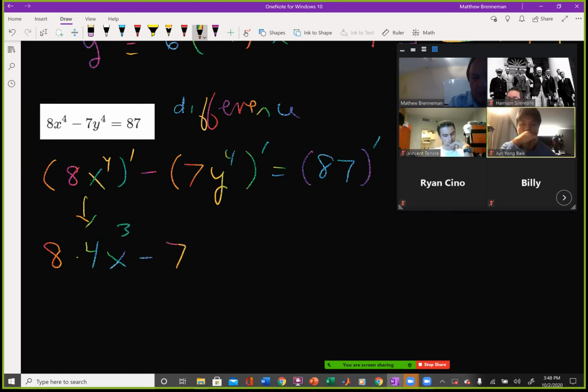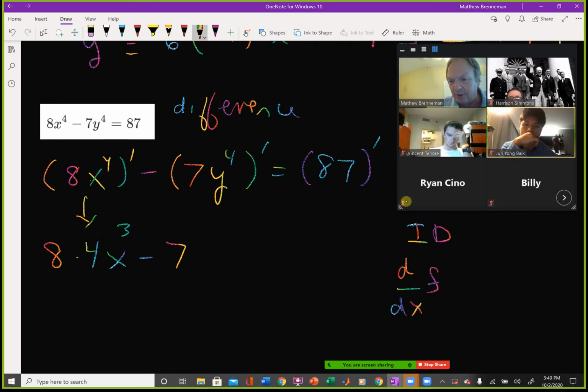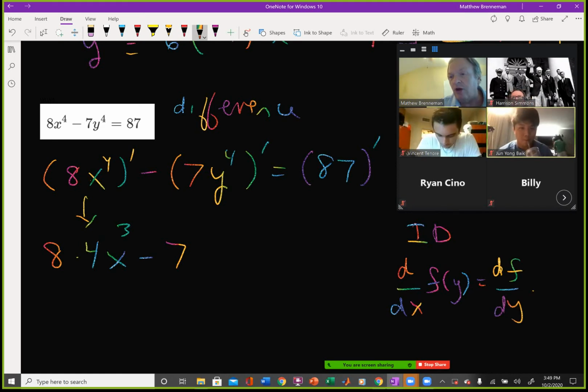When I take the derivative of y to the fourth with respect to x, here's what you want to remember. The rule for implicit differentiation says that if you take the derivative of a function of y with respect to x, first you pretend like you're taking the derivative with respect to y. But you're not, so the correction term is that you multiply by y prime.